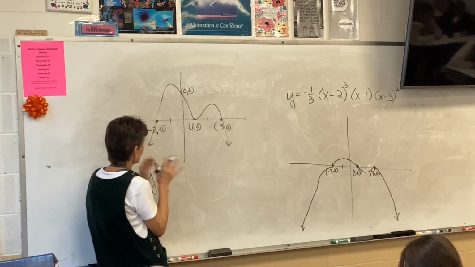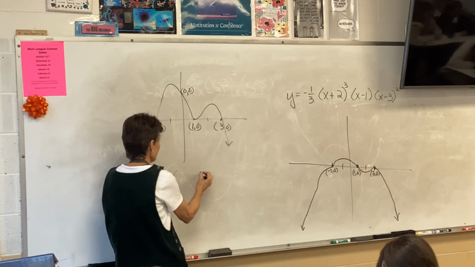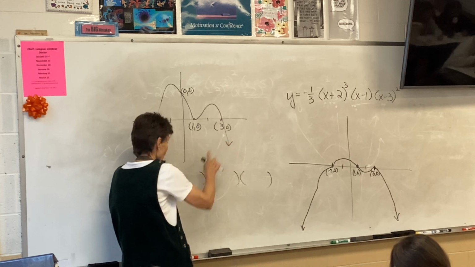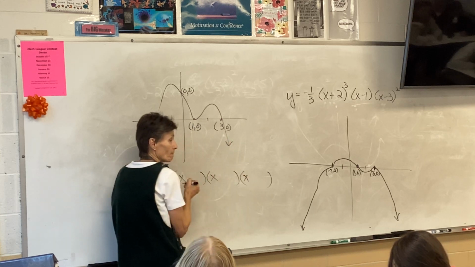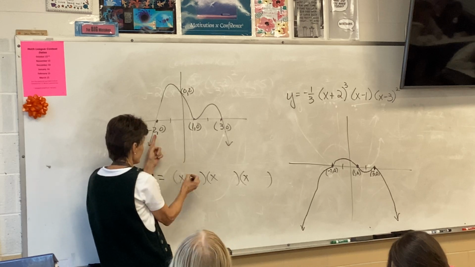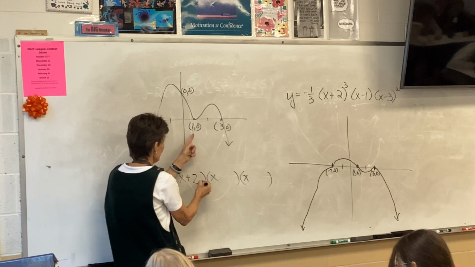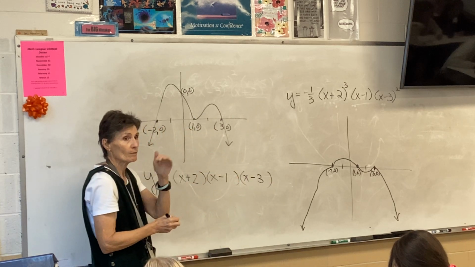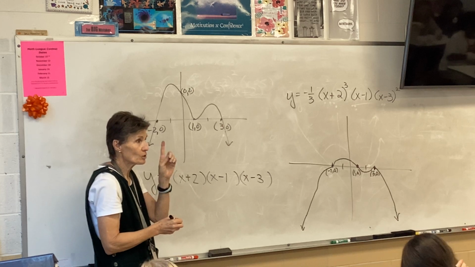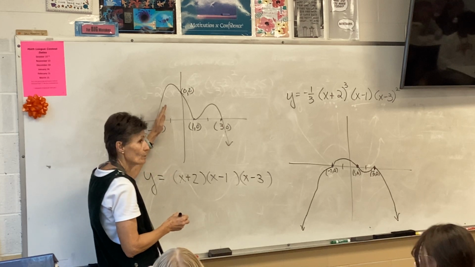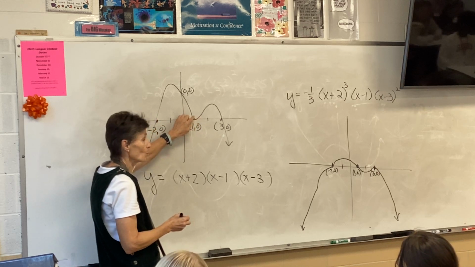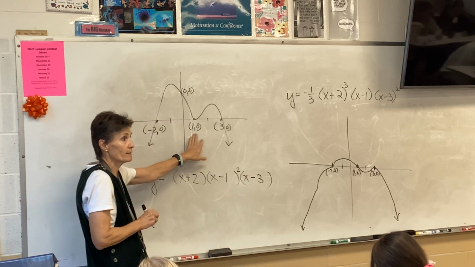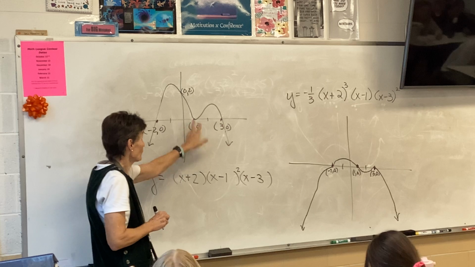Alright, so let's start with what we know. How about parentheses? I see 3 dots. So there's gonna be 3 parentheses. And what's going to be in those parentheses? X plus 2, x minus 1, x minus 3. Now here is a tricky part. Pay attention to the picture. That one goes through. Oh, that one bounces, which means what about my equation? X minus 1 is going to be squared, right?